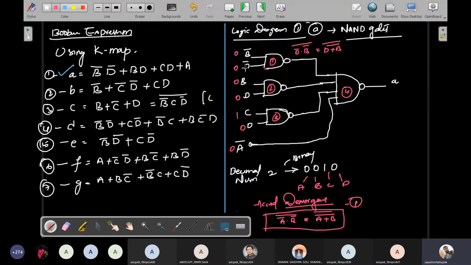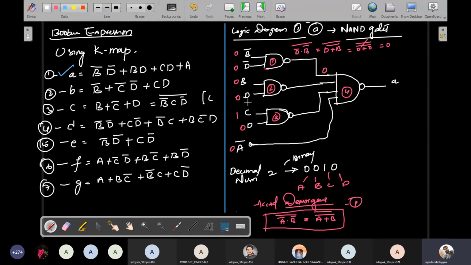But I already considered B bar D bar to be 0 0, so simply put (0 plus 0) whole bar. Okay, so the whole bar will be cancelled. 0 plus 0 is nothing but 0. So this value is 0 output.